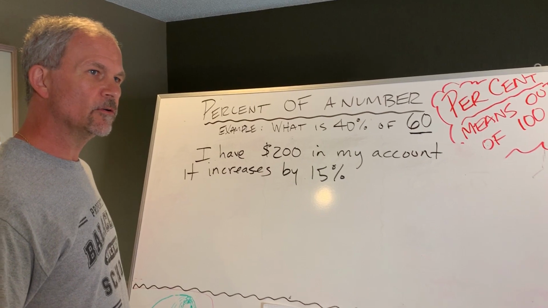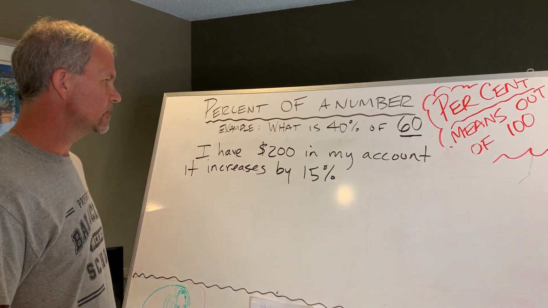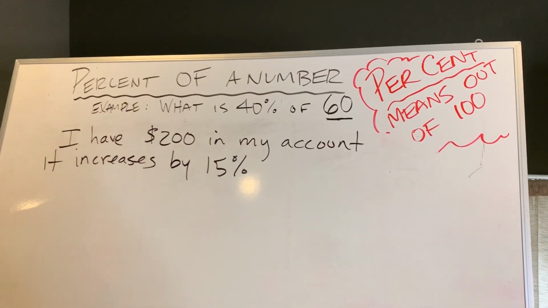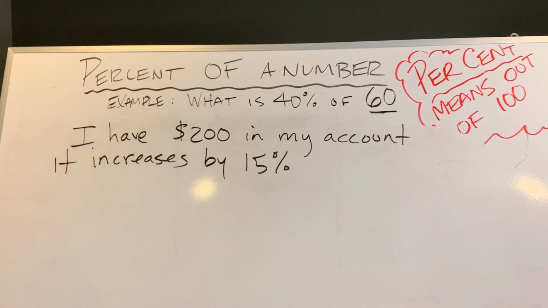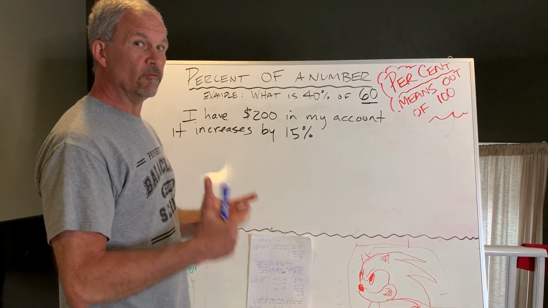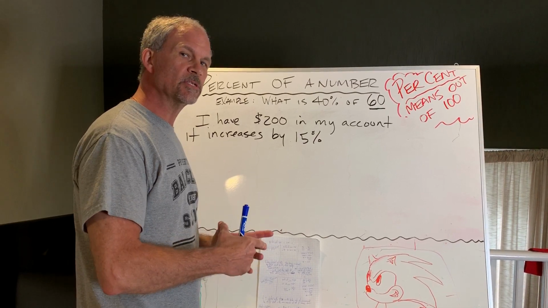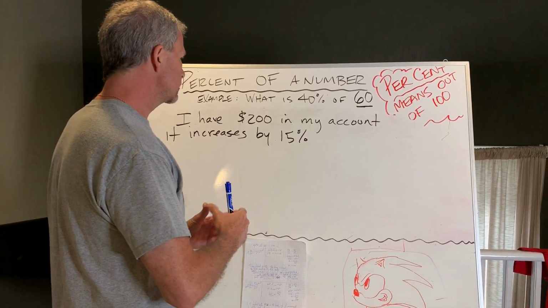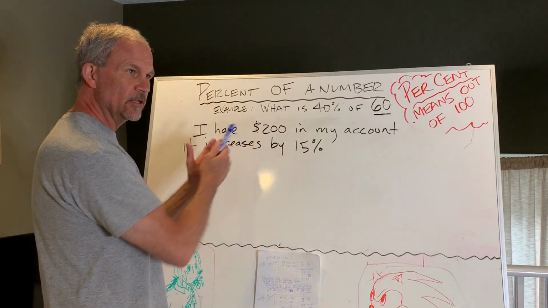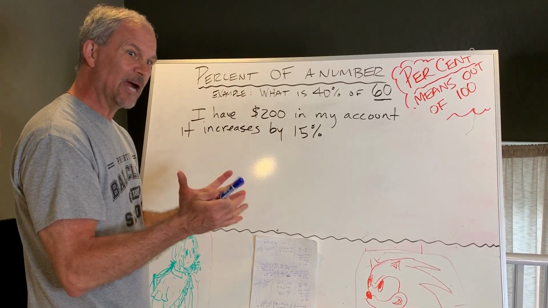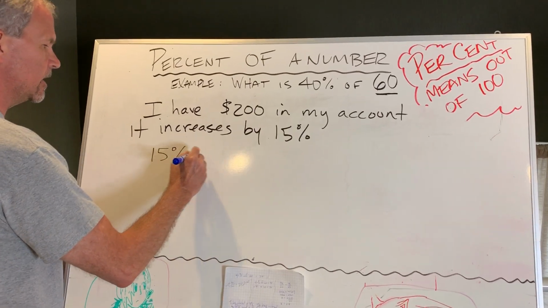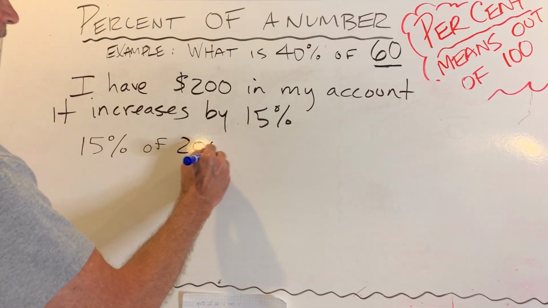How do I figure this out? What is this question asking me? Okay, I have $200. I know I'm going to use that number. I know I'm going to use 15% somehow. But what do I have to do? Okay, so let's see what we have to do here. We want to know the value, the number that 15% really represents, right? So, percent of a number. It's what's 15% of 200. That's how much it's going to be. So, I'm saying 15% of $200.